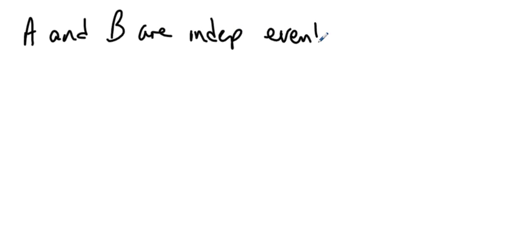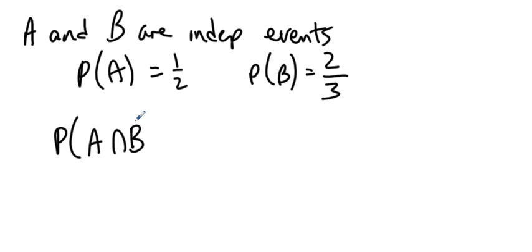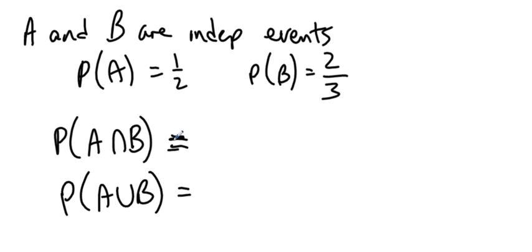So if that's the case, then I can give you this question, and you can do it with no problem. A and B are independent events. The probability of A is 1/2, and the probability of B is 2/3. You can most definitely find the probability of their intersection and the probability of their union. That is most definitely possible. In fact, you've probably just done it.